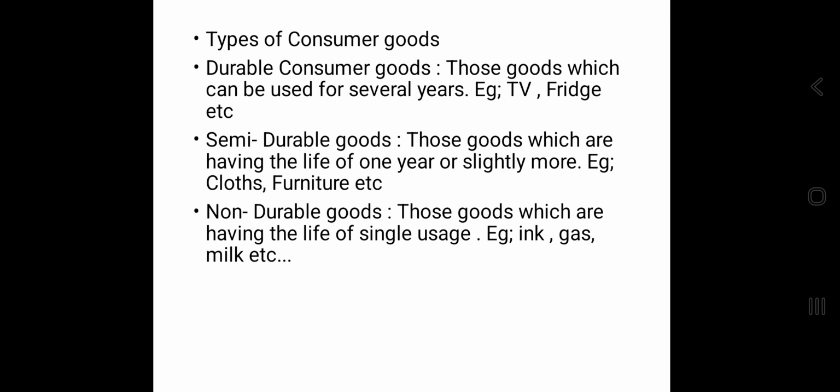Then types of consumer goods: there are three major types of consumer goods. First one, durable consumer goods. Second one, semi-durable consumer goods. Third one, non-durable consumer goods. Durable consumer goods means the lifespan is more than 3 years or like that. Semi-durables means those goods which have a life of 1 year or slightly more, for example clothes or furniture. Non-durables means those goods which have a life of single usage, one-time usage.